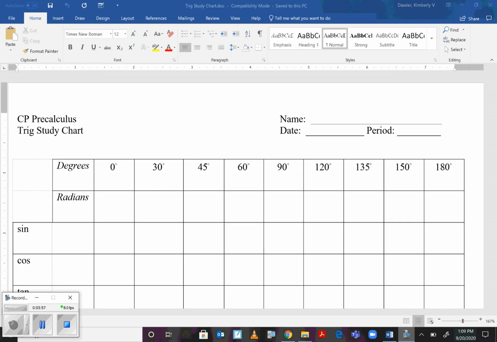So in addition to the two ways we just talked about, either using the unit circle ordered pairs or just sketching out a triangle, we can fill out the rest of our trig study chart, which allows us yet a third way to determine the sine, the cosine, the tangent, and reciprocal values for any degree or radian measure angle. So take a moment, make sure that you have your radian measures filled in, and then we'll start up again.